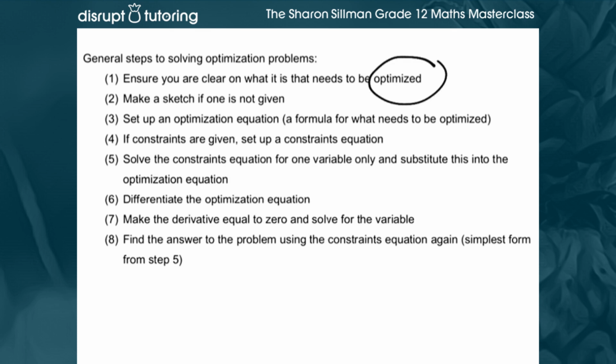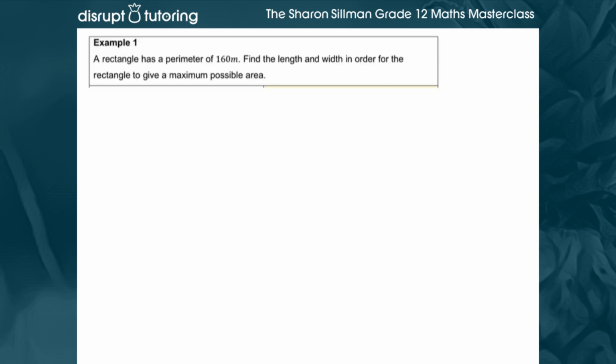Your optimization equation, the one that I'm asking you to fill in there, might have more than one variable in it. And you can't derive something unless you know which variable to focus on. So that usually comes from being given a constraints equation, solving it for one variable only, so that you can put that into the optimization equation. Then you can easily differentiate, make it equal to 0 and solve. So let's see what I mean by all of those. Hopefully they will make sense once I've done an example where I'll go through each of those steps.